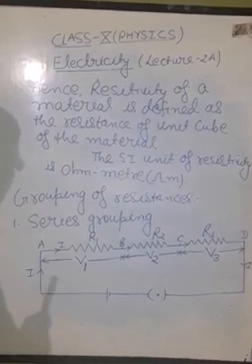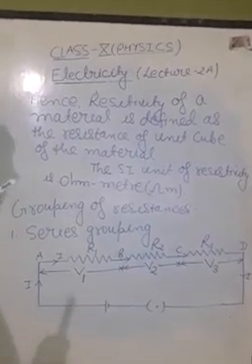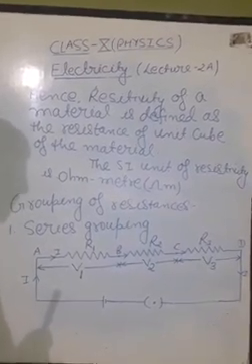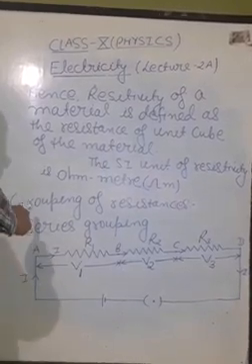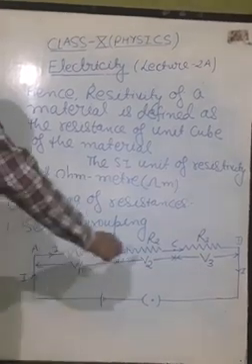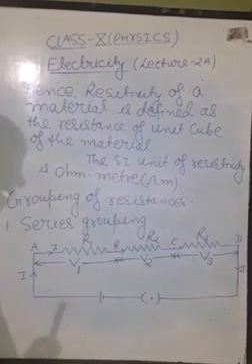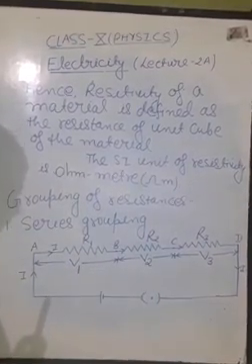The next topic of our discussion is grouping of resistances. So grouping of resistances is of two types. First is series grouping and second one is parallel grouping. So first we go through series grouping. So this type of grouping of resistances is called series grouping. In this case, the resistances are joined end to end.